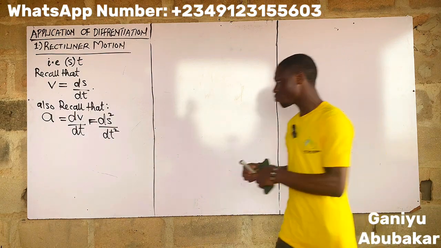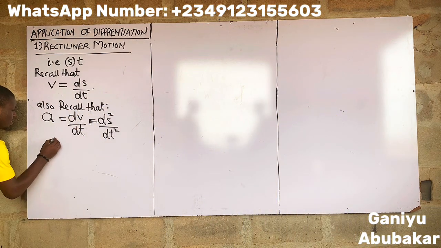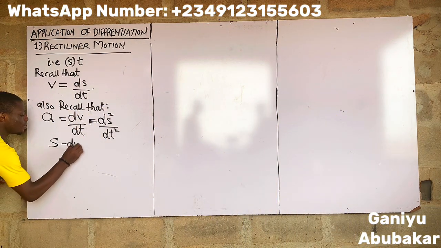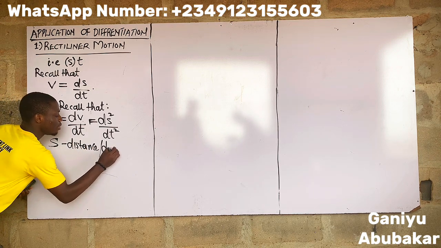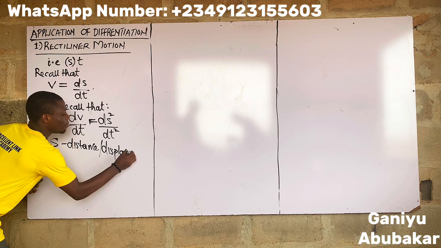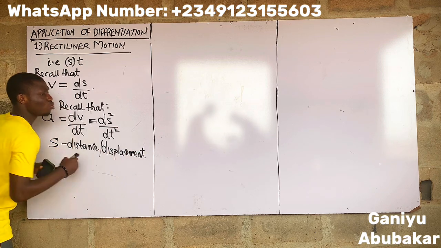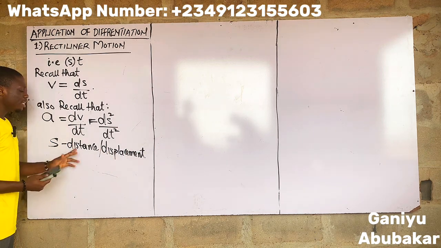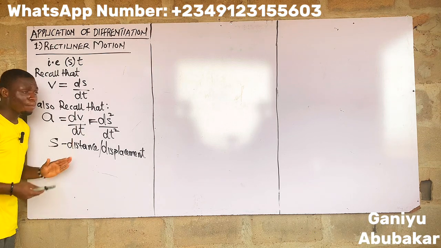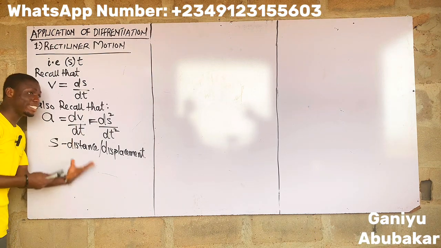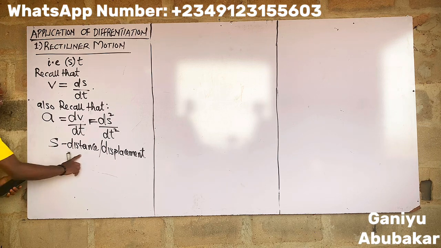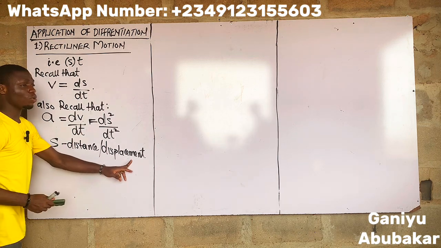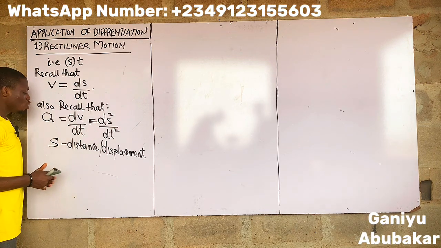Let me explain. We say that x signifies distance or displacement. Mind you, when it comes to physics, these two are not the same, but we assume they are the same under this concept. So we say that x is the distance, or perhaps we call it the displacement.